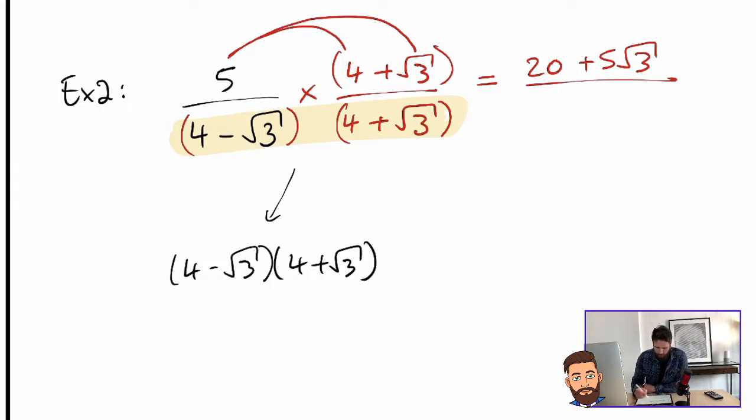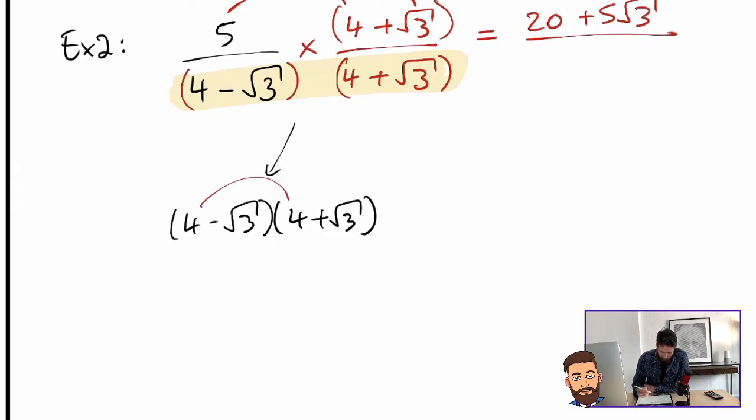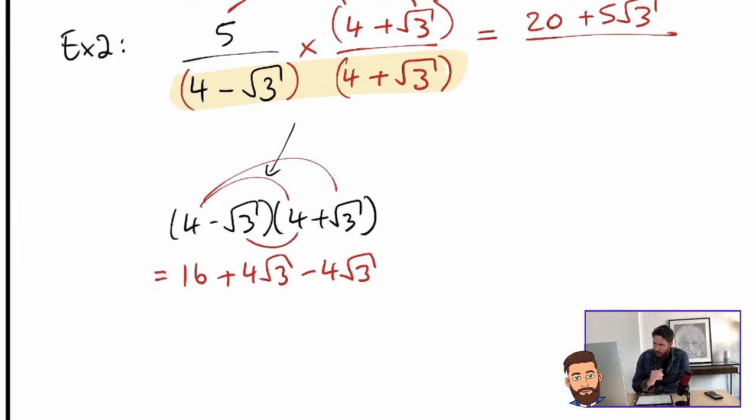And by doing this, we're going to get 4 times 4, 16. 4 times root 3 is 4 root 3. Minus root 3 times 4 is minus 4 root 3. And again, that is good for us because you've got the same term, 1 plus, 1 minus. And then minus root 3 times plus root 3 is going to be minus 3.